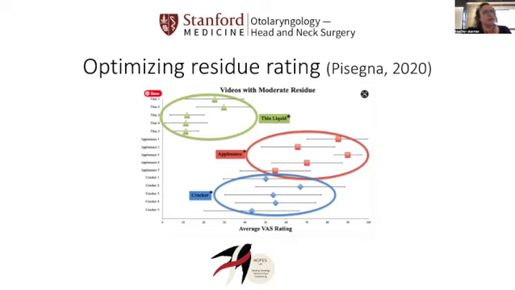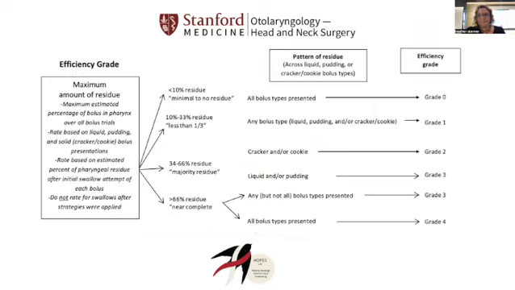One of the other things that Dr. Pisegna's work has shown is that the more specific you are in asking a clinician how to rate it, the more unreliable those ratings get. And so what she has found is asking a very broad question like, how much residue do you see, was the most reliable way of rating residue. And so we came up with an efficiency grading system taking all of those things into consideration.